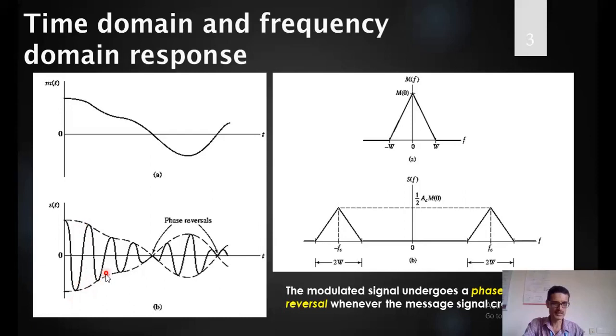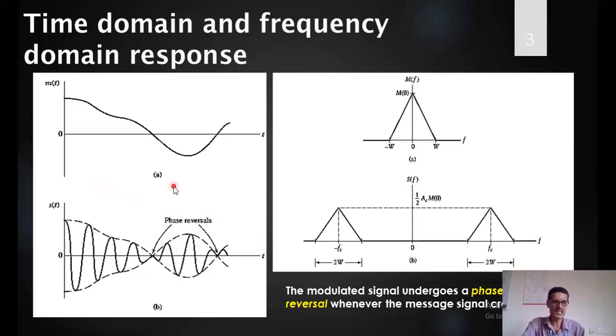This is the carrier signal, where the amplitude of this high frequency carrier is changing continuously, proportional to the amplitude variation in the message signal. Now, the difference here is that whenever this message signal is crossing 0, maybe going from positive to negative or negative to positive, there will always be a phase reversal in the carrier signal compared to the original carrier.